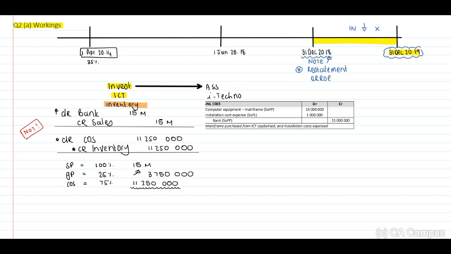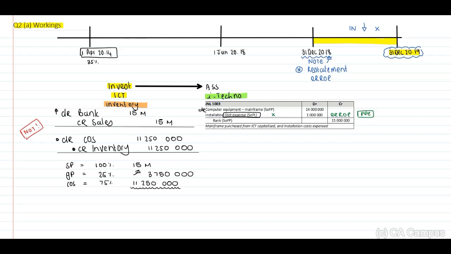Okay. And the separate records in terms of Techno. Techno debited the computer equipment, recognized an expense. But guys, this is the error. You see, this is our error in terms of Techno. This should have been recognized and capitalized to PPE. Okay. Now, don't get confused, guys.